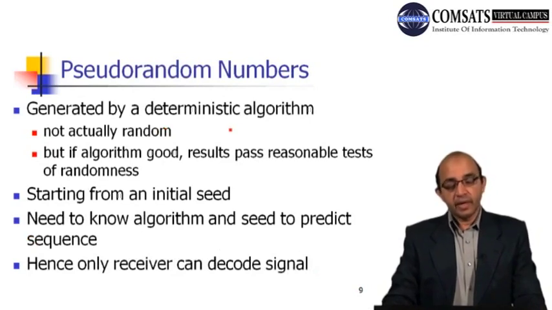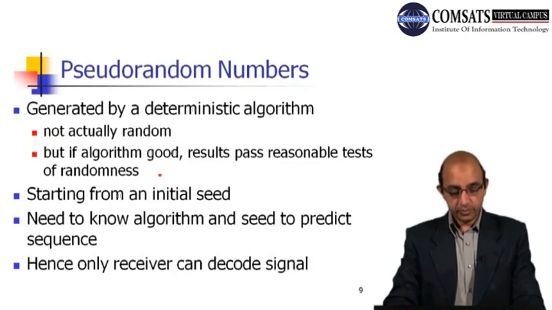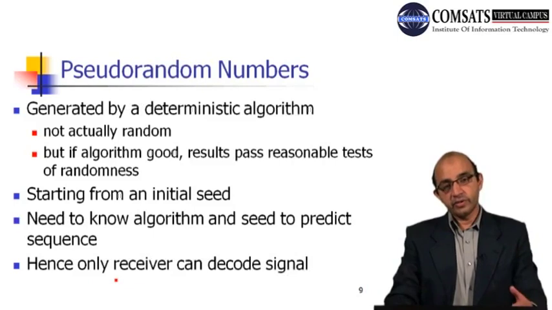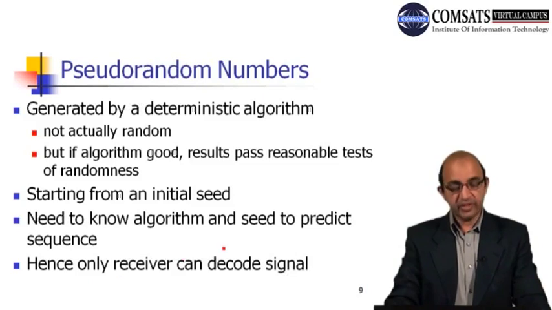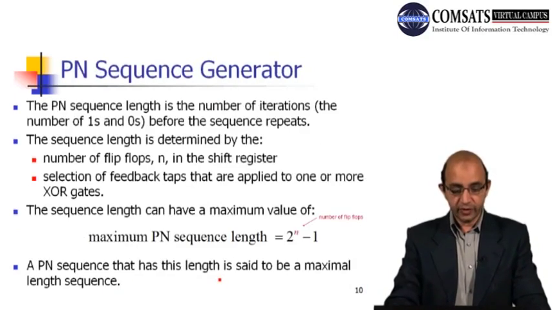It is generated by a deterministic algorithm, so not actually random, but if the algorithm is good, it is reasonable. We have to start with an initial seed, and you need to know the algorithm and seed to predict the sequence. Due to this seed and the prefixed algorithm that is set up between transmitter and receiver, only the receiver can decode the signal. So this is one of the advantages of the PN sequence, right?